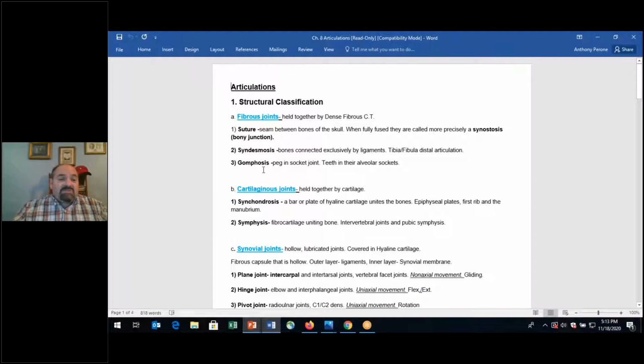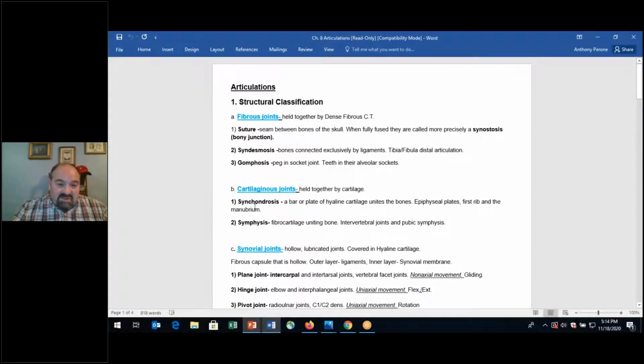And you'll see the gomphosis, which would be a peg and a socket. Unfortunately, today I was very well aware of my teeth and having to have dental work done. Oh Lord, not a fun thing. Anyhow, fibrous joints are held together by dense fibrous connective tissue.